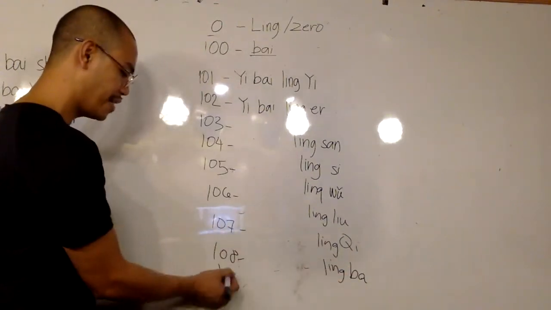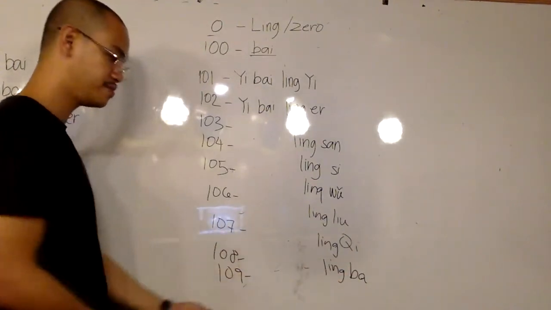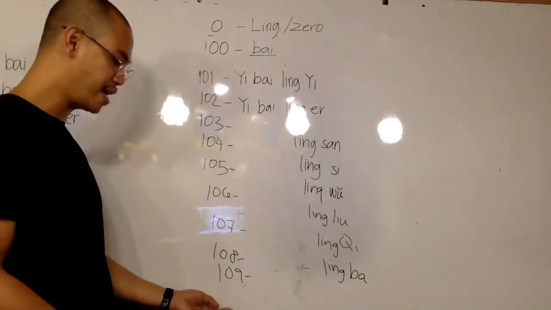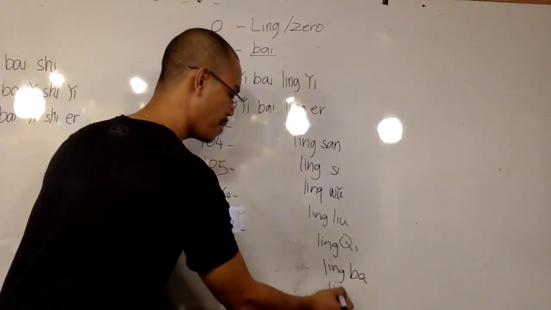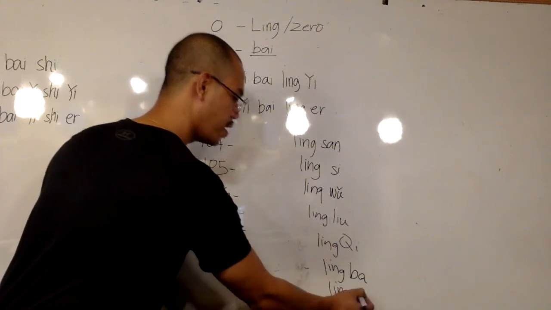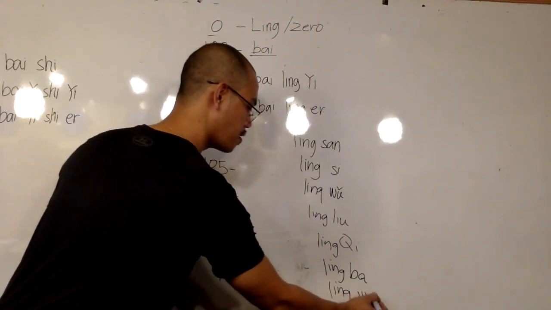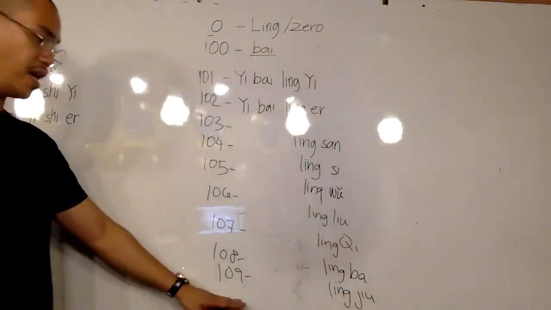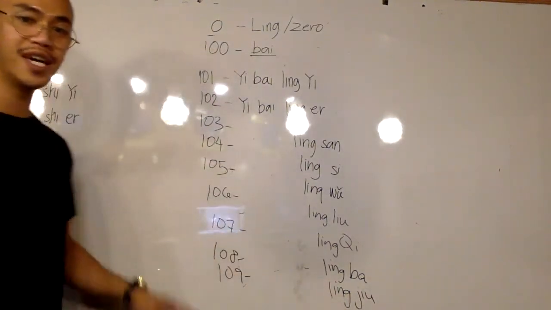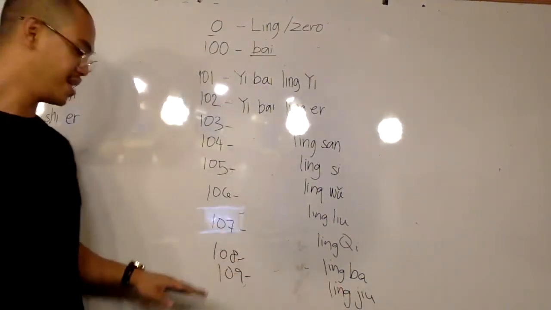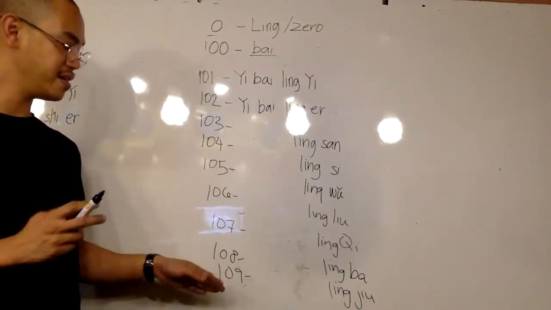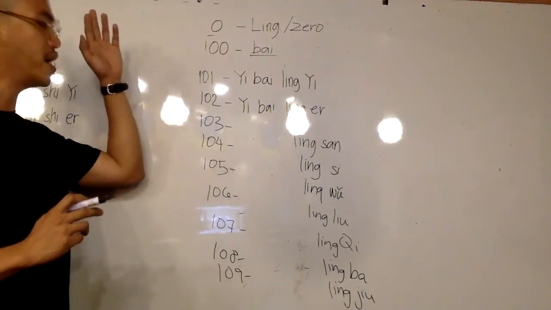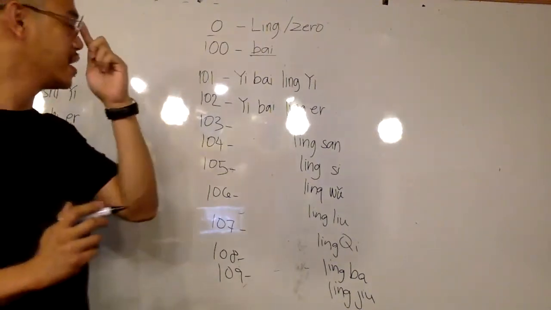How about 109? How do we read 109? Yi bai ling... Remember, ling is 0. Yi bai ling jiu. Okay, now you've learned how to count from 100 to 109.